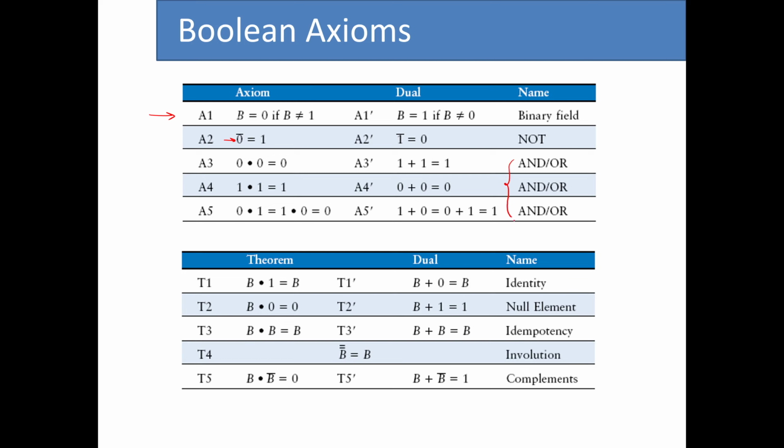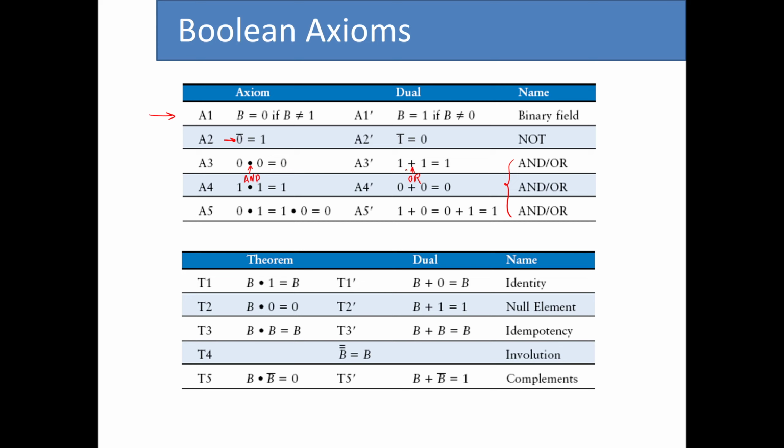Then we have these three axioms. We call them the AND and OR axioms, which say that 0 AND 0, where AND is represented by this dot, equals 0. In other words, 0 multiplied by 0 is 0. In its dual form, 1 plus 1 equals 1, or 1 OR 1 equals 1. This represents OR, and if you remember from before, I said that there is a subtle difference between plus and OR. So this is not 1 plus 1. This is 1 OR 1.